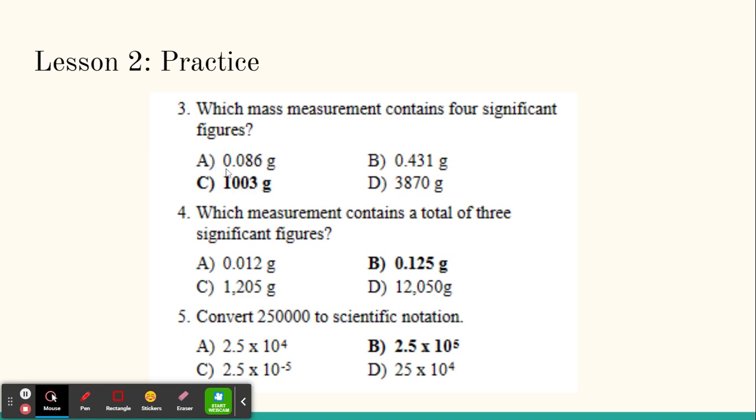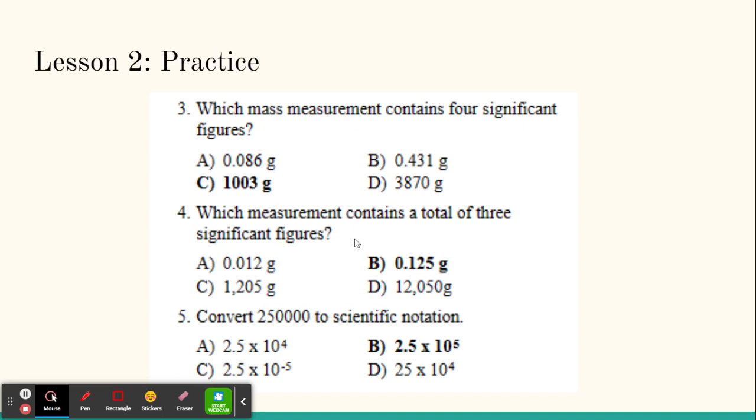Now A, since the decimal place is present, you start from the left and count after the first non-zero digit. In this case, it would have two significant figures. With B, the same idea would apply, but it has three significant figures, not the four that we're looking for. And in D, since the decimal place is absent, you start counting from right to left after the first non-zero digit. But since the ones place is a 0, it would only have three significant figures.